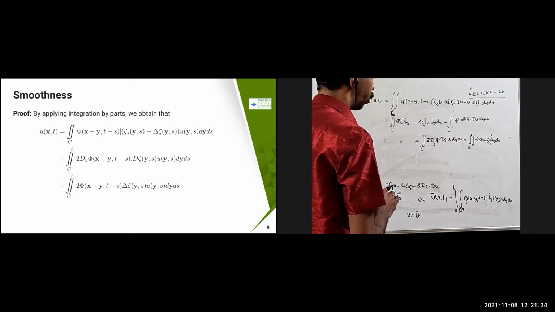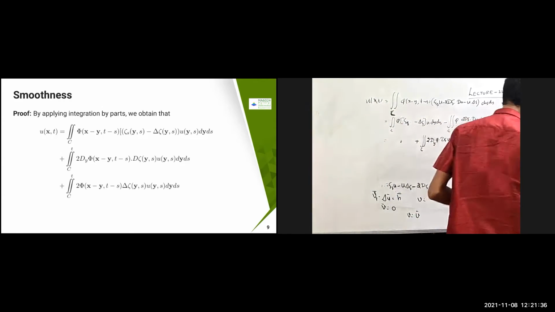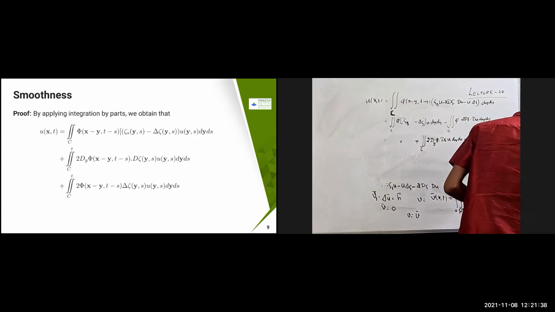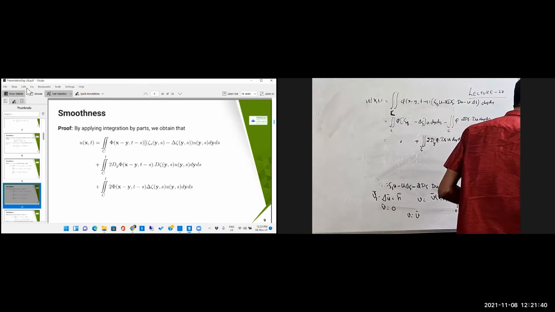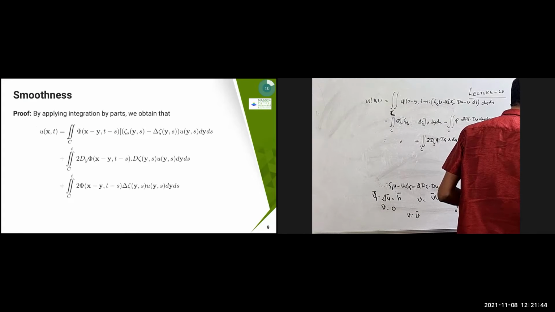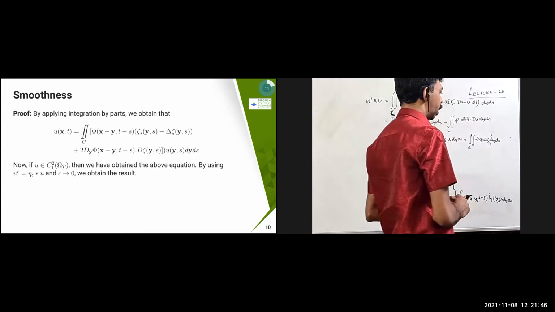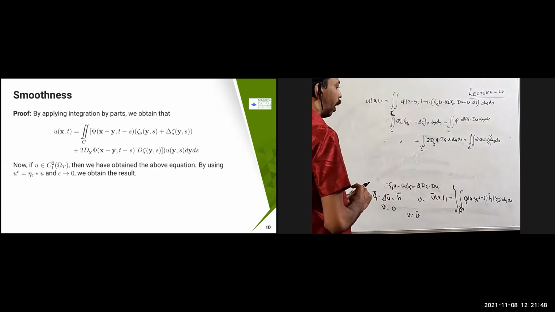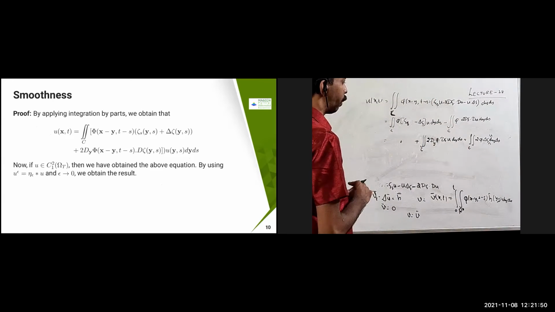So therefore, what are you going to get? You are going to get one more time, we are going to apply the integration by parts formula, of course. If you apply the integration by parts formula once again, by applying that, what you are going to get is the following.